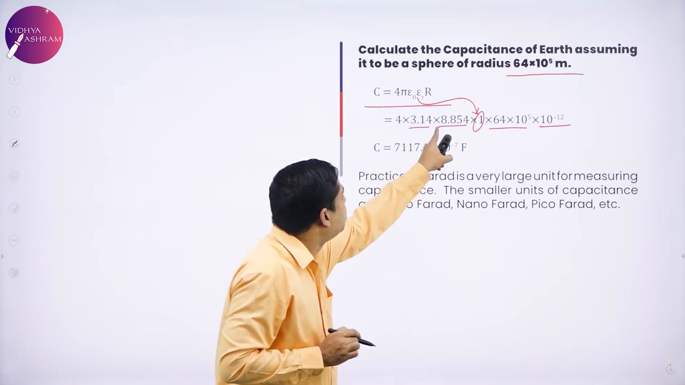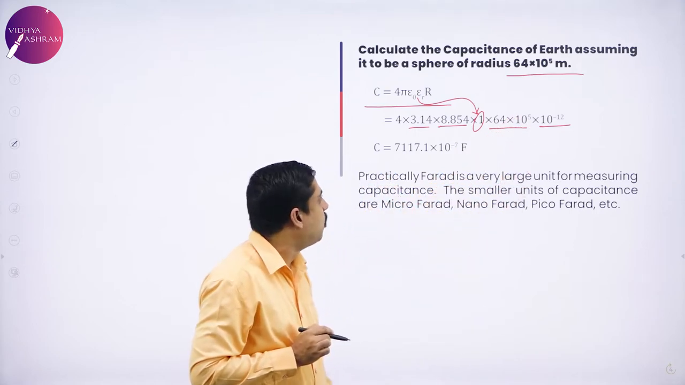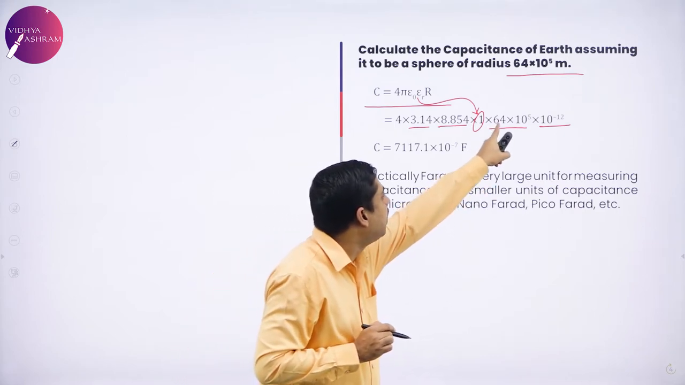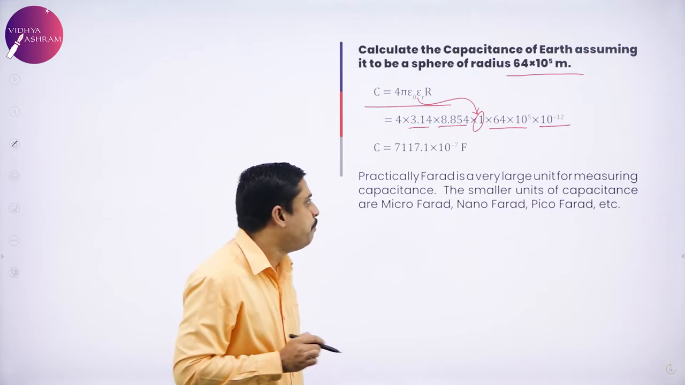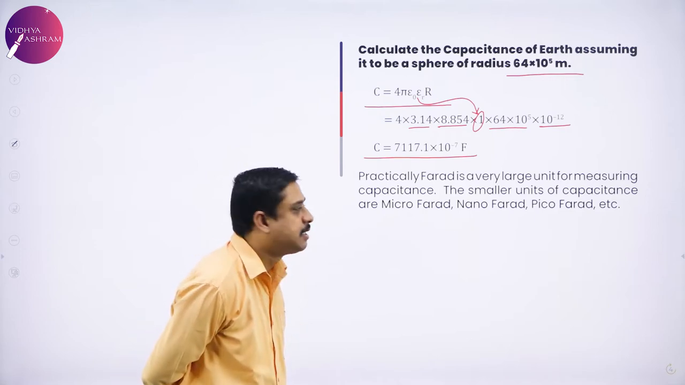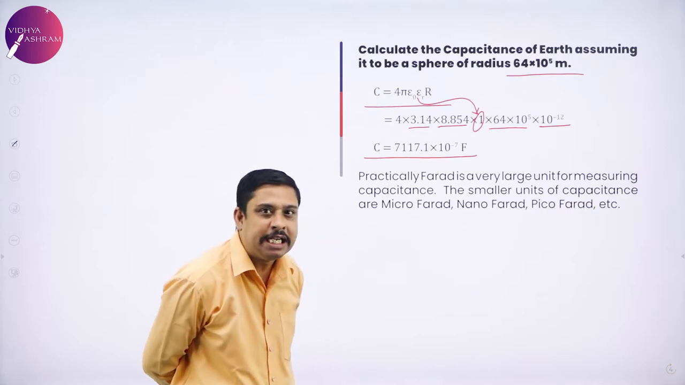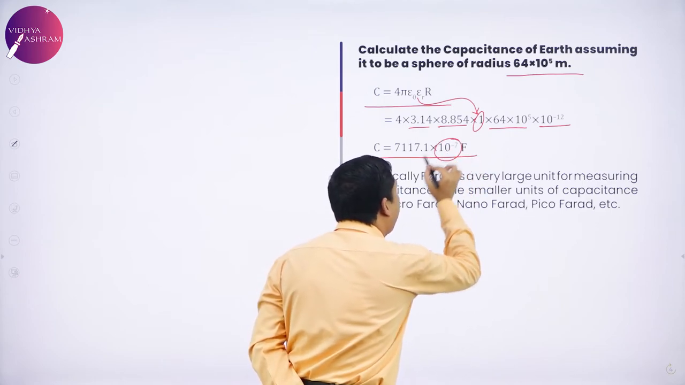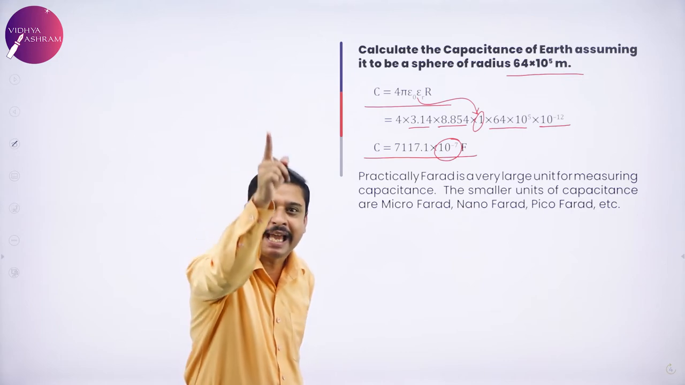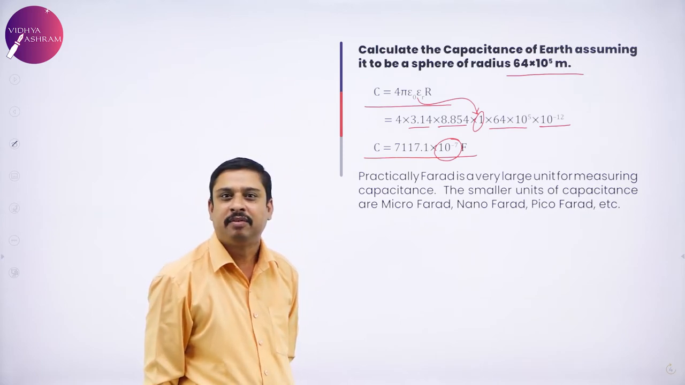4 into 3.14, epsilon naught, 8.854 into 10⁻¹². Epsilon r is 1, the dielectric constant of air, and r is the radius. On simplification, the capacitance of Earth turns out to be 7117.1 into 10 power minus 7 farad. My dear students, please do highlight the calculation which proves farad is not the practical unit.